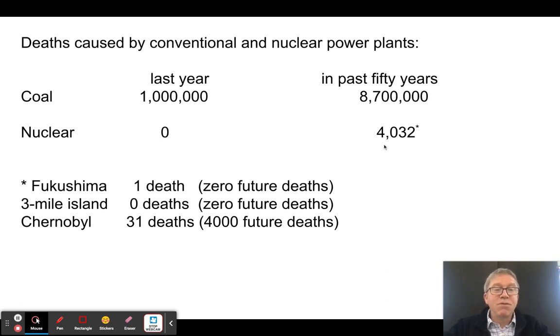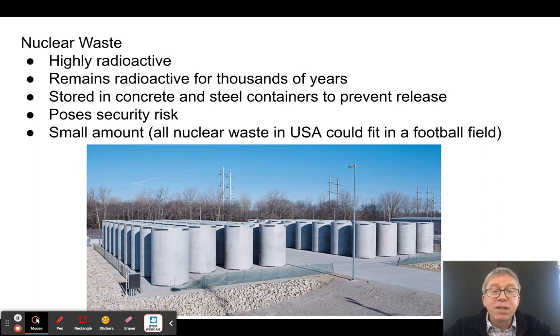9 million versus 4,000, and yet what's the world choosing? We're choosing coal. It's not cheaper. It's cheaper to build in the short term, but there's this host of problems. I do not understand why the world is choosing coal over nuclear. Honestly, I don't. All right, nuclear waste is what everybody's going to point to.